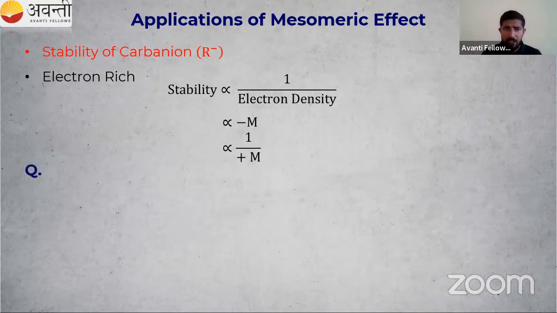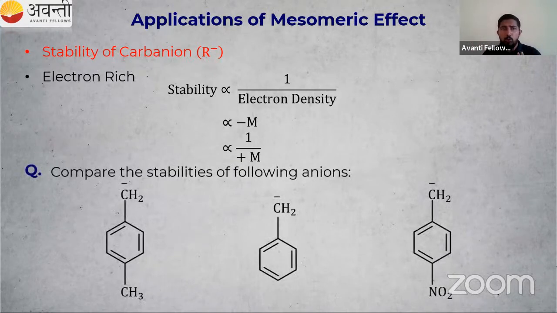Okay, that is the application. So question for you. Compare the stability of the following anions. You have different anions present. Stability is inversely proportional to charge. If some group showing minus M is there, then charge will decrease and stability will increase. So among these 1, 2, 3, which one has higher stability?